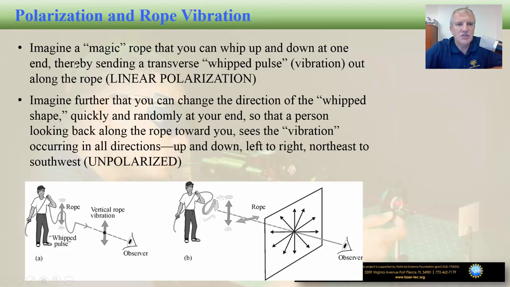To wrap up, imagine a magic rope that you can whip up and down at one end, thereby sending a transverse whipped pulse or vibration out along the rope. In such a case, we are talking about linear vertical polarization. And then imagine further that you can change the direction of the whip shape quickly and randomly at your end, so that a person looking back along the rope towards you sees a vibration occurring in all possible directions, up and down, left and right, northeast, southwest. Then we are talking about a so-called unpolarized wave that also exists in the case of light.